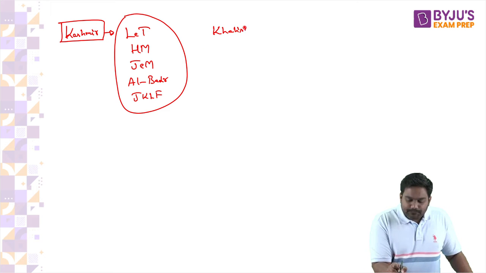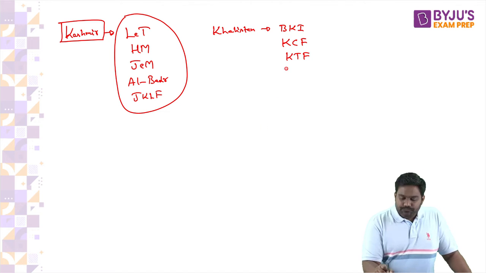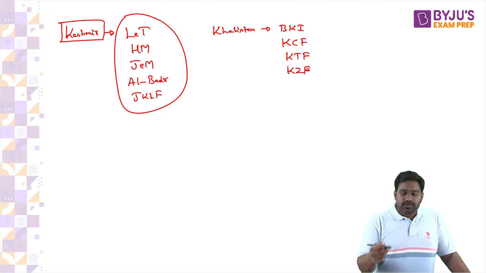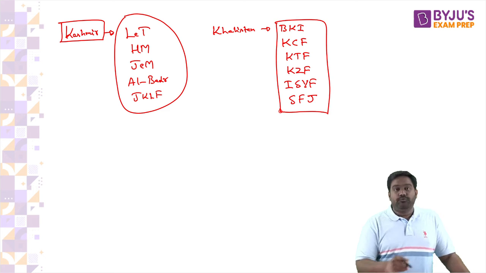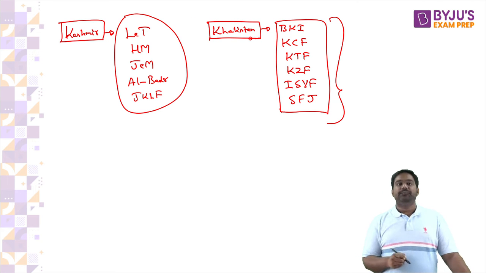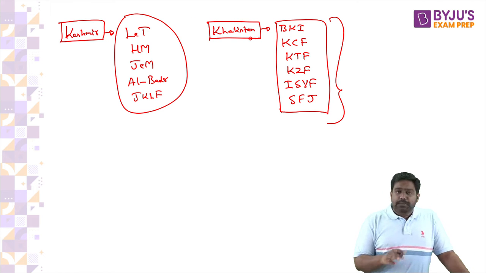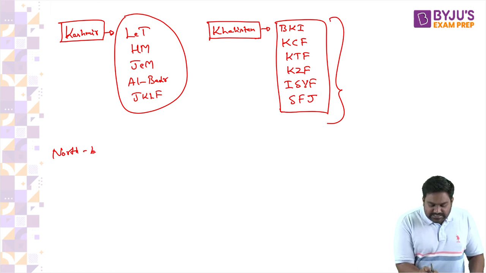Khalistani outfits such as Babar Khalsa International, Khalistan Commando Force, Khalistan Tiger Force, Khalistan Zindabad Force, and of late, groups like International Sikh Youth Federation, the Sikhs for Justice, which is a new outfit based out of US and Canada. All these outfits are backed by Pakistan's ISI. Is that clear? And Pakistan doesn't stop here. It has even had previous connections with Northeast insurgents. I'll give you one example.